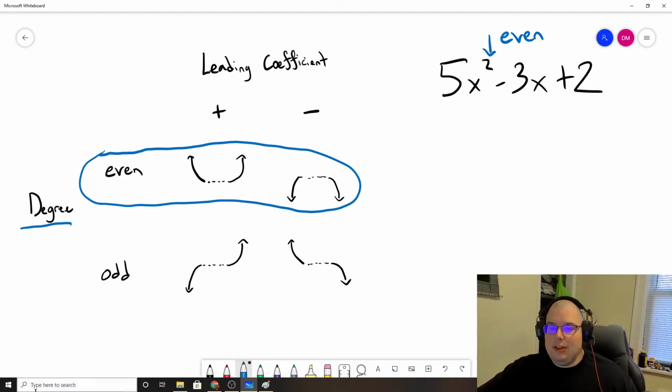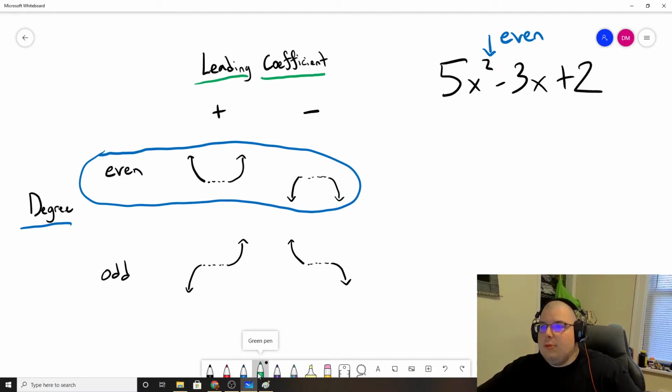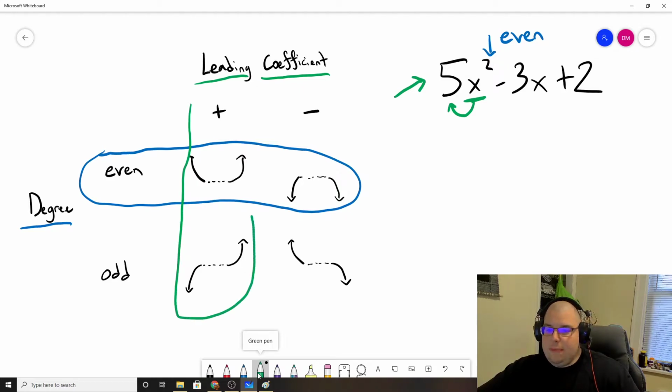And now we look at the leading coefficient. The leading coefficient is that number in front of that variable. So here's the variable with the degree. The number in front of that is the leading coefficient. And now we need to decide if this number, that 5, is positive or negative. In this case, that 5 is positive.